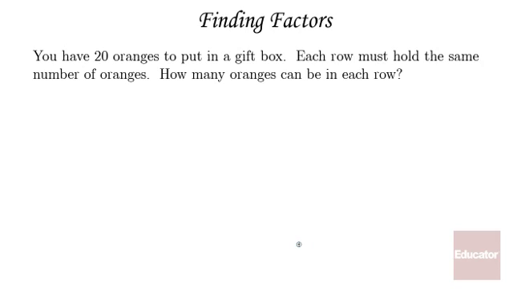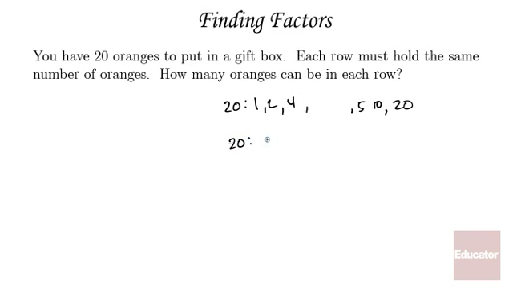You have 20 oranges to put in a gift box. Each row must hold the same number of oranges. How many oranges can be in each row? So let's find our factors of 20. 1 times 20, 2 times 10, 3 does not work, 4 times 5, and there we've met in the middle.